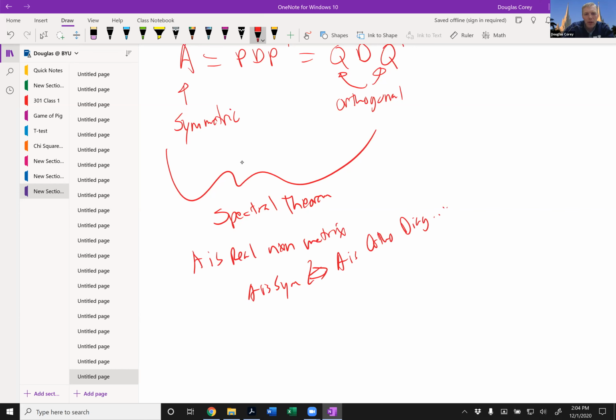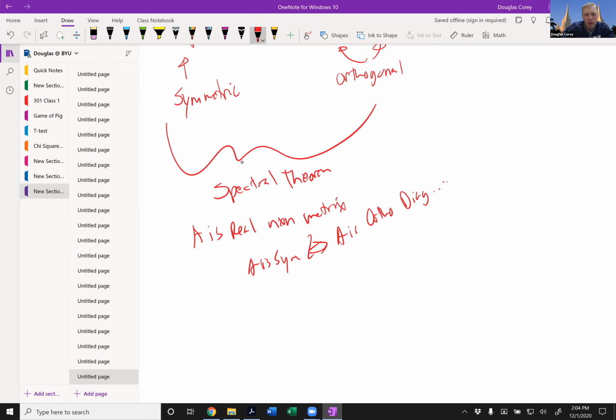Okay, so A is a real n by n matrix means the values are real. There are no imaginary parts in any of the entries. So A is symmetric if and only if A is orthogonally diagonalizable. If you know one, you know the other. If you know it's symmetric, you know it's orthogonally diagonalizable. If you know it's orthogonally diagonalizable, it has to be symmetric.